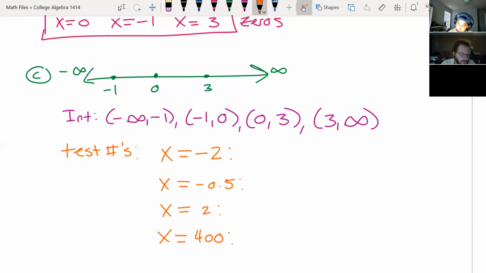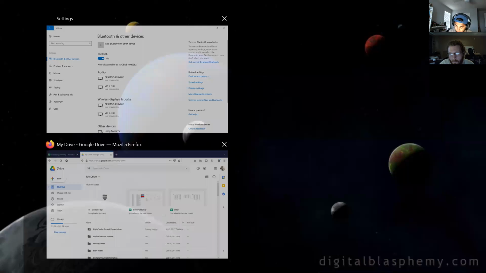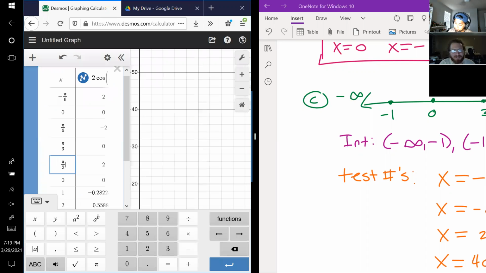So we're going to plug these into the function. So we're going to have f of -2, f of -0.5, f of 2, and f of 400. Why not? And Desmos for the win here. Let's go. I mean, just do the math. It's not hard. The first one's -2 times -5 times -1. It's negative. You're right. But I'm here already.